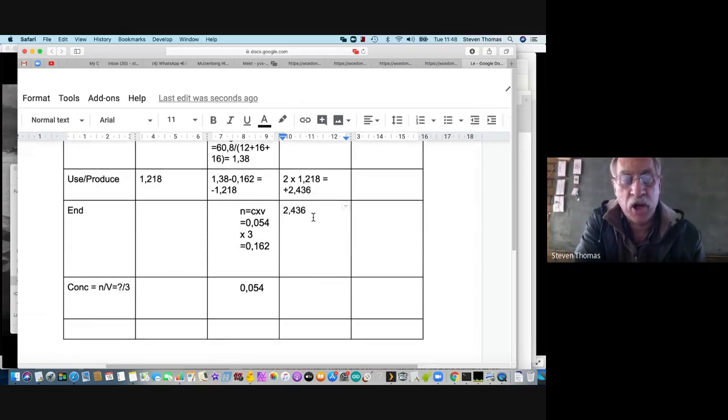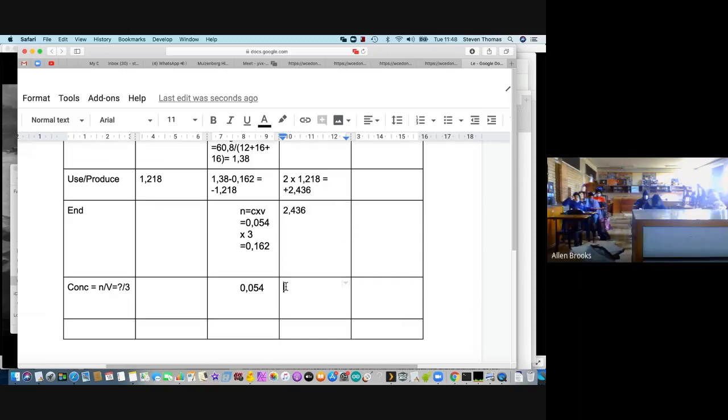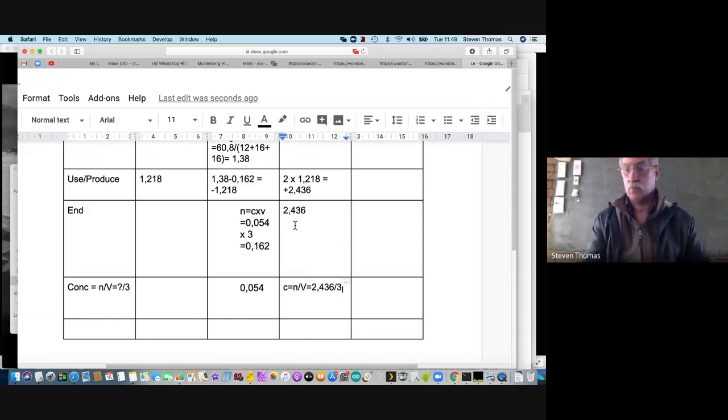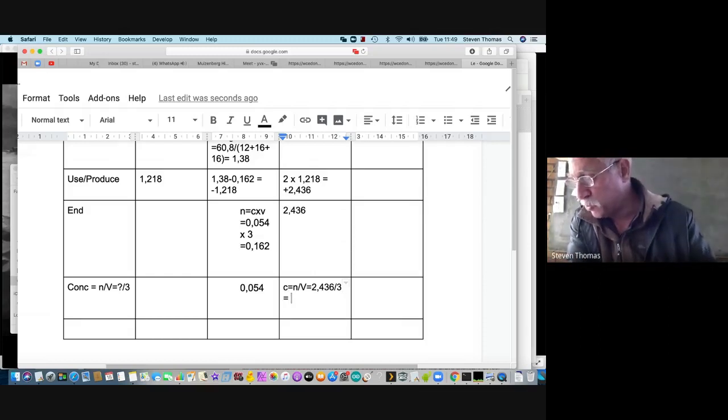And who knows how we go from moles to concentration? How do we go from this number of moles at the end to a concentration? Well, what is concentration? C equals number of moles divided by volume. We've got the number of moles, 2.436, divided by the volume, which is still 3. And that gives us 0.812.